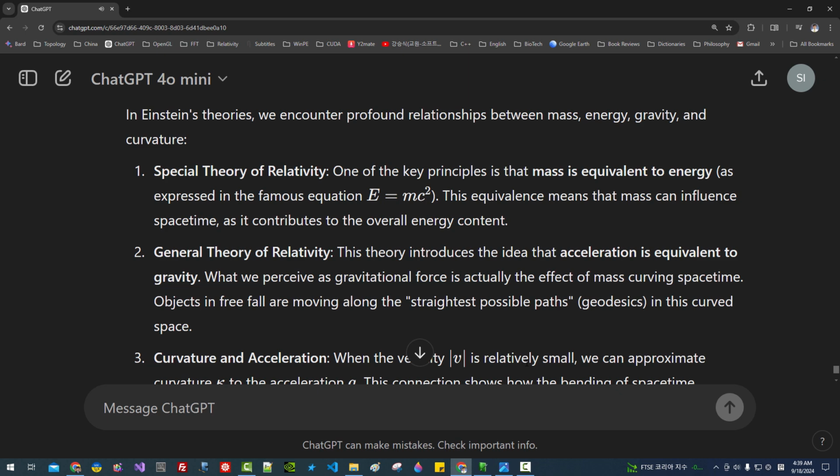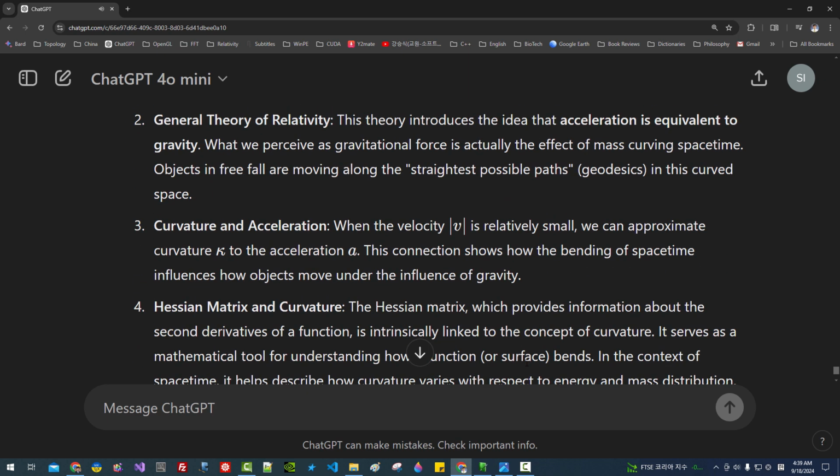2. General theory of relativity. This theory introduces the idea that acceleration is equivalent to gravity. What we perceive as gravitational force is actually the effect of mass curving spacetime. Objects in free fall are moving along the straightest possible paths, geodesics, in this curved space.